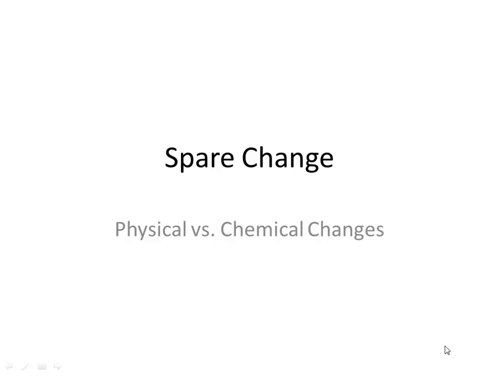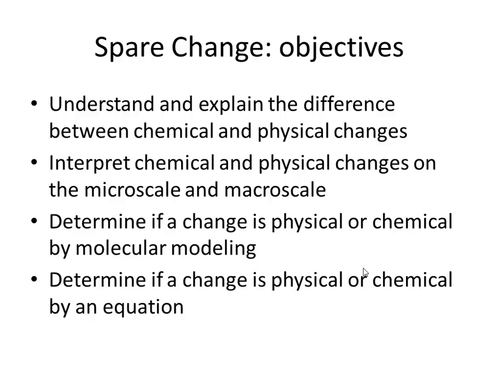Today we are going to talk about the difference between physical changes and chemical changes. After this, we should know and be able to explain the difference between the two types. We should be able to look at models on a small scale and substances on a big scale in order to understand the difference. We should be able to look at a model and tell if it's a physical or chemical change. And we should be able to determine if the change is physical or chemical based on a chemical equation.